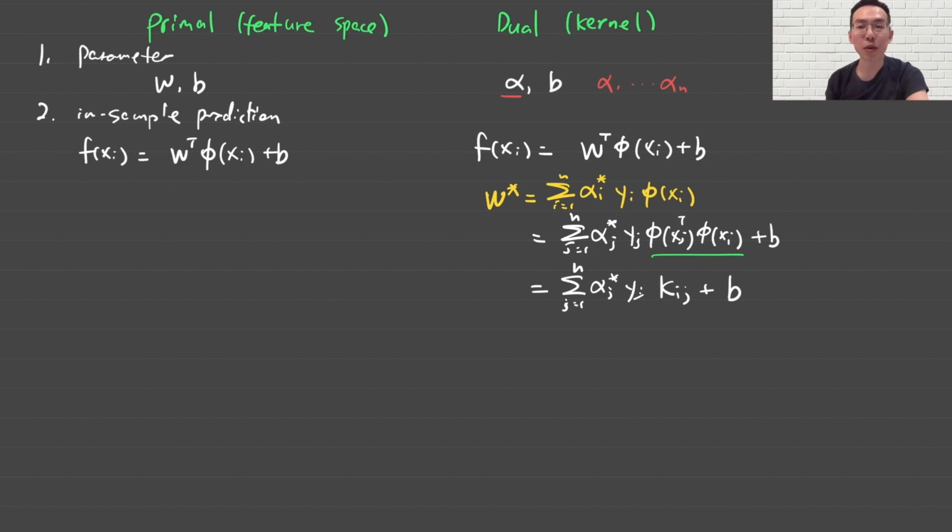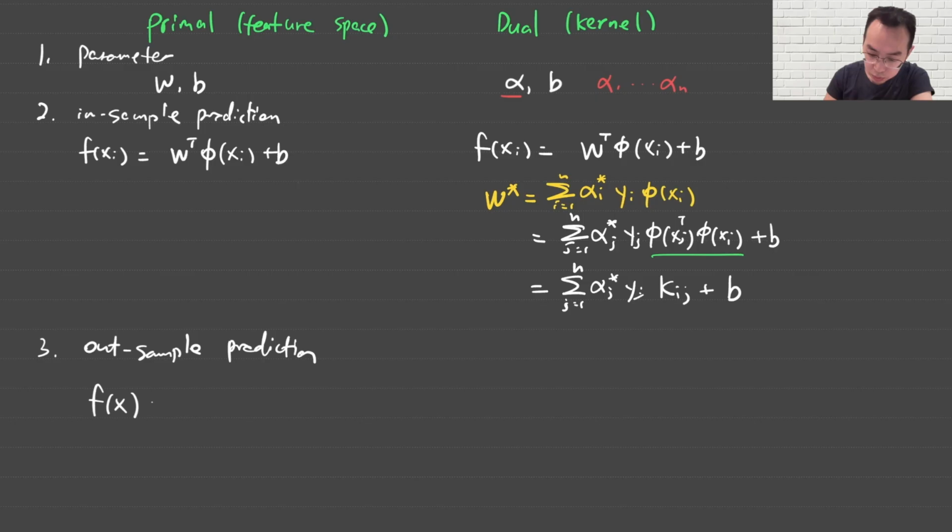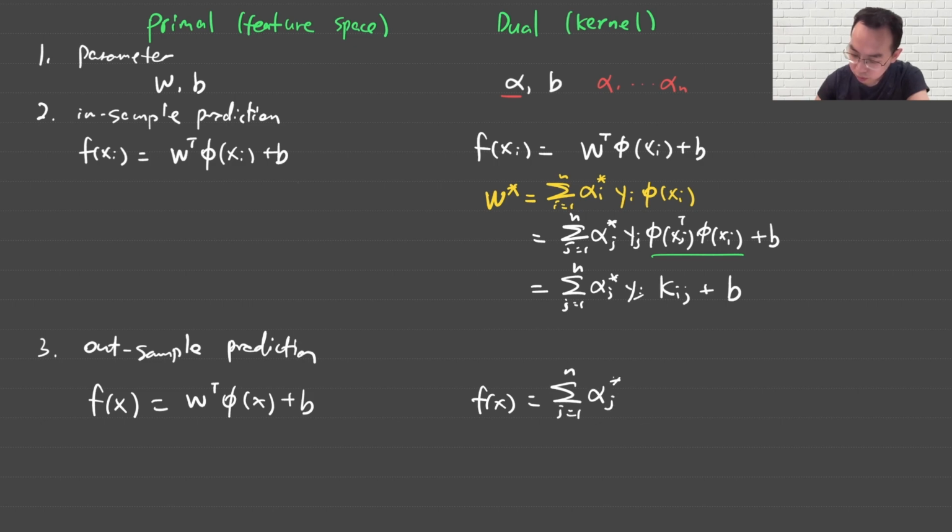Then for the out of sample prediction, it's going to be very similar. We just replace this xi with x. So we have f of x equals w transpose phi x plus b. Here we'll have f of x equals the summation j goes from 1 to n of alpha j star yj K of x, xj, plus b.